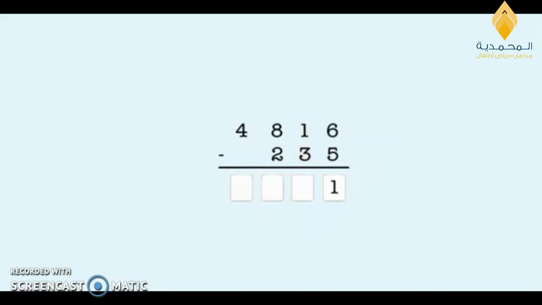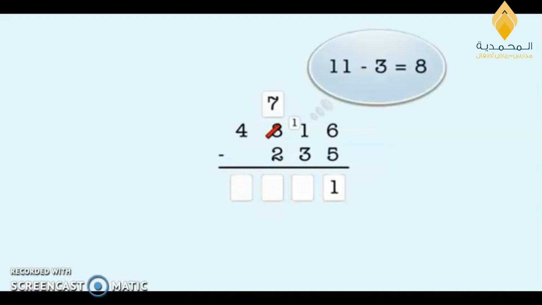When we move to the tens place, 1 minus 3 is not possible, right? Because we cannot take 3 from the 1. What we should do, let's move to the hundreds place and borrow from it. Now we borrow 1 from the 8. It will be 7, because 8 minus 1 is 7, and put 1 beside the 1, it will be 11. Then go ahead and subtract 11 minus 3, which is equal to, excellent, 8.